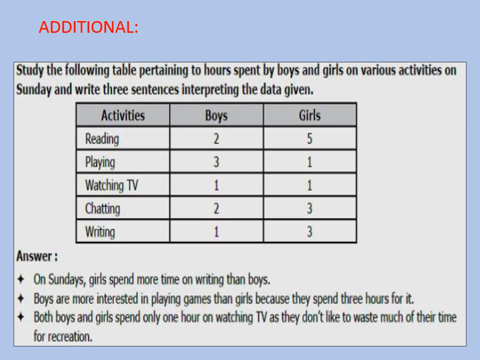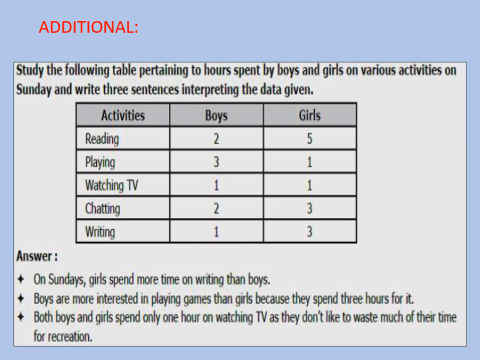These are the additional exercises. Study the following table pertaining to hours spent by boys and girls on various activities on Sunday and write three sentences interpreting the data given. Activities: reading, 2 boys and 5 girls. Playing activities, 3 boys and 1 girl.